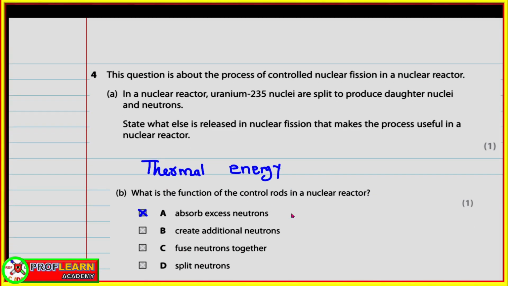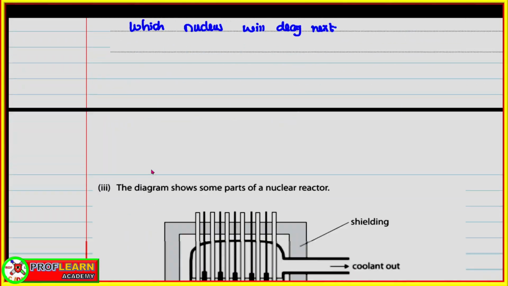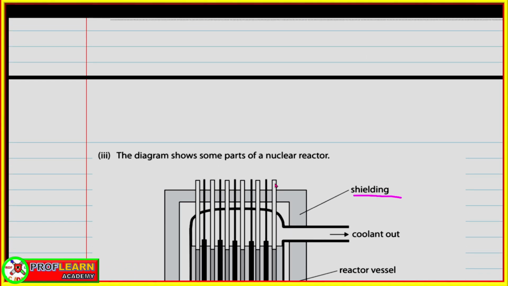Question 4 was about nuclear reactions, and we are supposed to state what else is produced during a nuclear fission reaction. This is thermal energy that is given out, and then we have a nuclear reactor. A nuclear reactor is down here. We have a shield, which is going to prevent radiation from getting out. We have a coolant, of course, to cool, because there's a lot of thermal energy produced. We have control rods, and then here you usually find graphite.